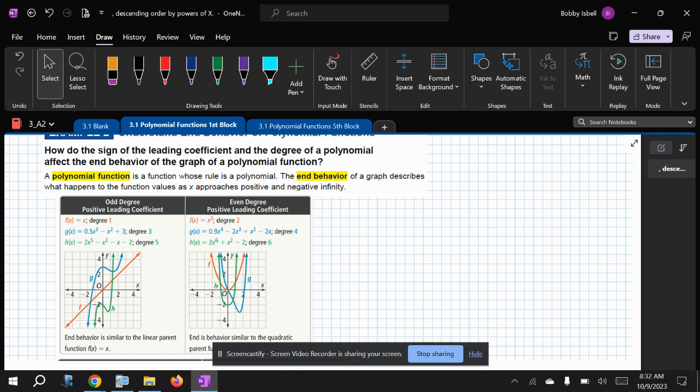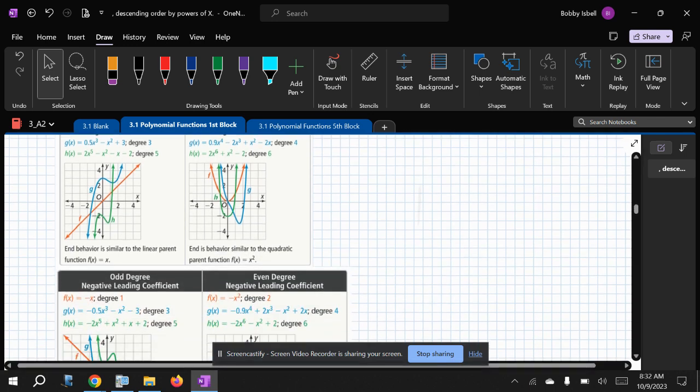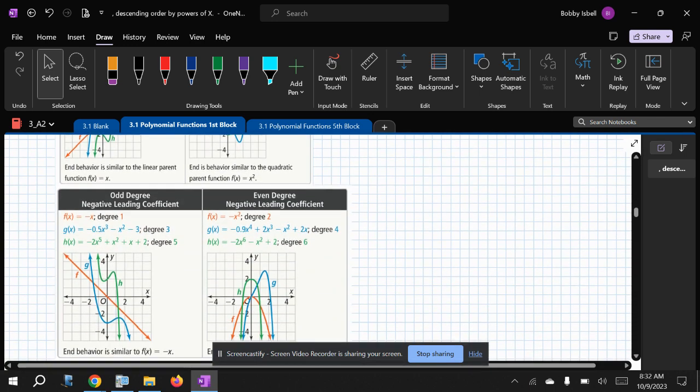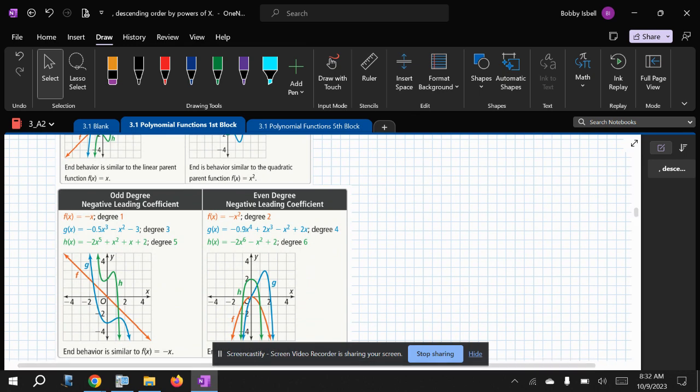Okay? Go right below that, odd degree with a negative leading coefficient, it acts like y equals negative x. Left side's going up, right side's going down. So as x goes to negative infinity, f of x goes to positive infinity. As x goes to positive infinity, f of x goes to negative infinity, or the y values go to negative infinity. That's what we're dealing with there, okay?